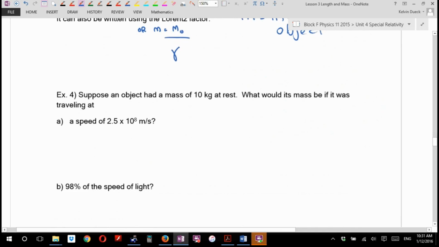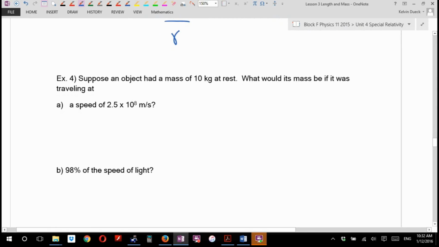So, suppose an object had a mass of 10 kilograms while at rest. What would its mass be if it was traveling at a speed of 2.5 times 10 to the 8th meters per second? So m0 is 10. We want m, which is going to equal m0 all over the square root of 1 minus v over c squared.